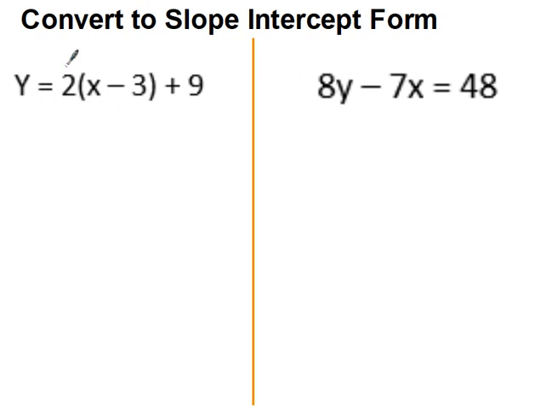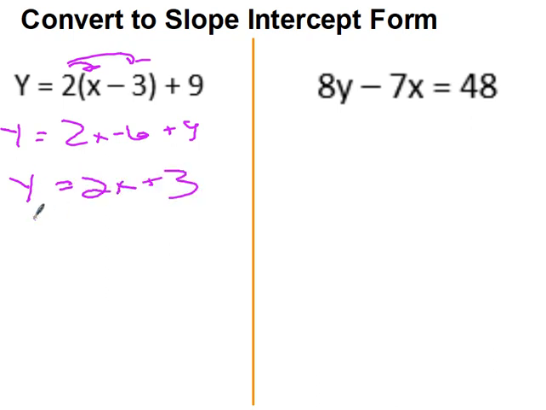Okay, so for slope-intercept form for this one, I would need to do the distributive property to get 2x minus 6 plus 9 equals y. Now I just have to combine my like terms. So that's going to be 2x plus 3. I'm done. My slope is 2. My y-intercept is 3.